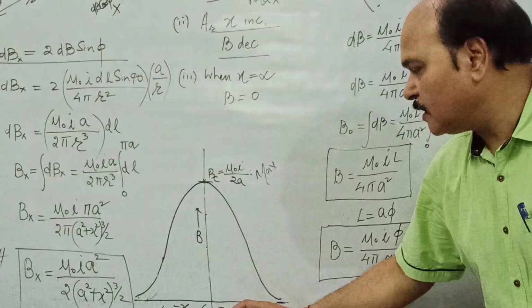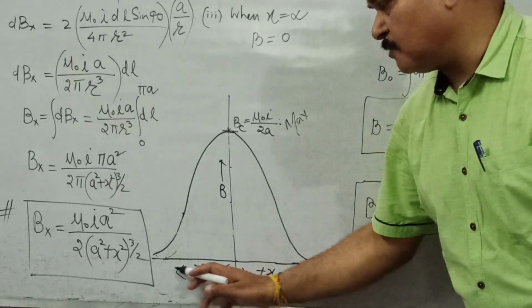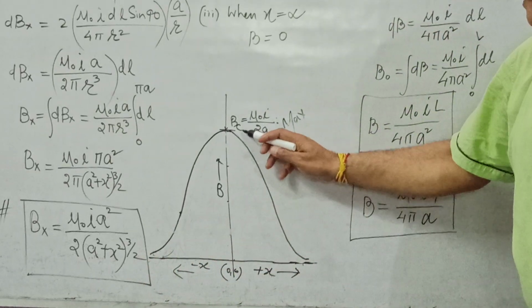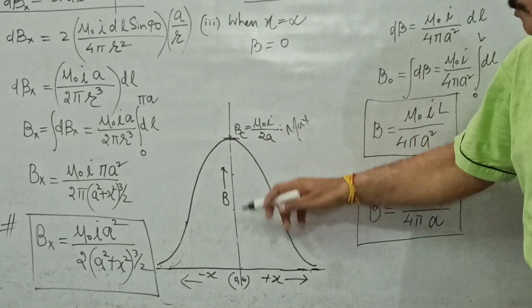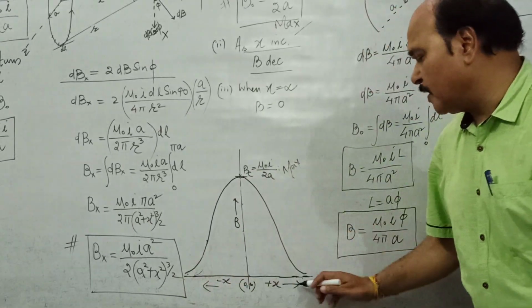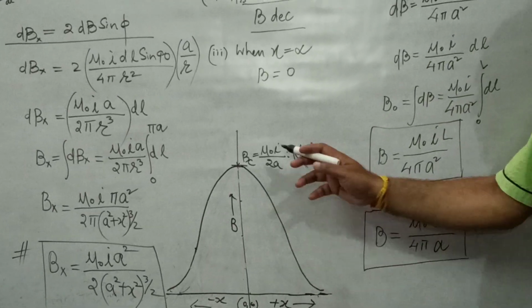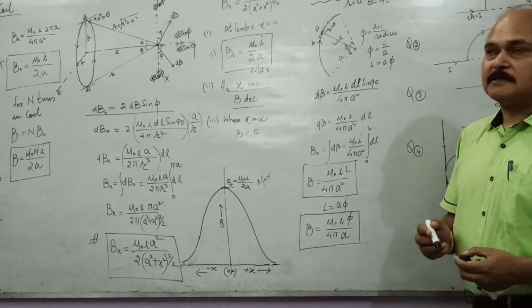This is center of the coil, where x is equal to 0. This is x on one side. This is distance over x-axis on the other side. So at center, the magnetic field is maximum, and as we move away from the center, magnetic field decreases on both sides. And when we move far away, the magnetic field becomes 0. So this is the graphical plot of B against x.